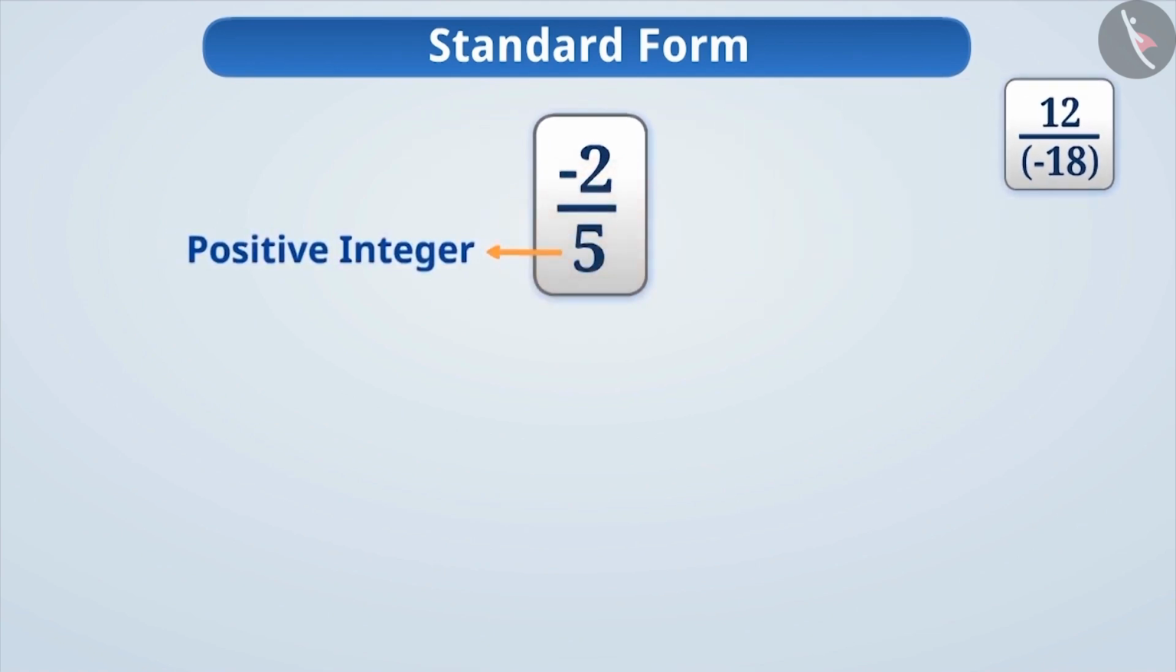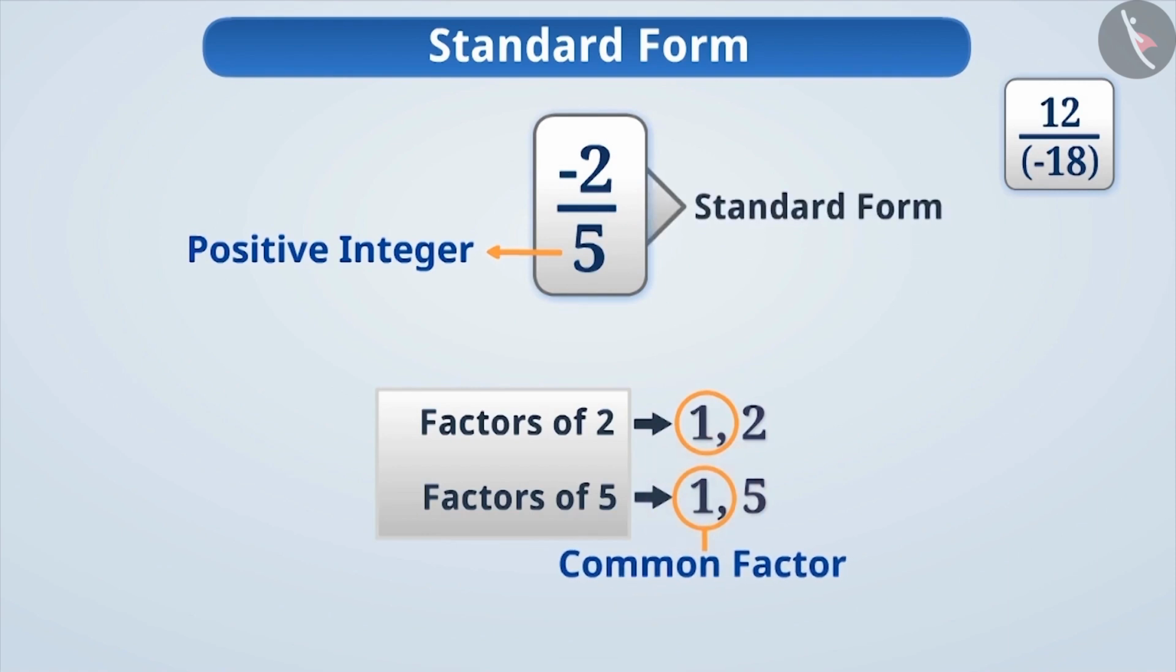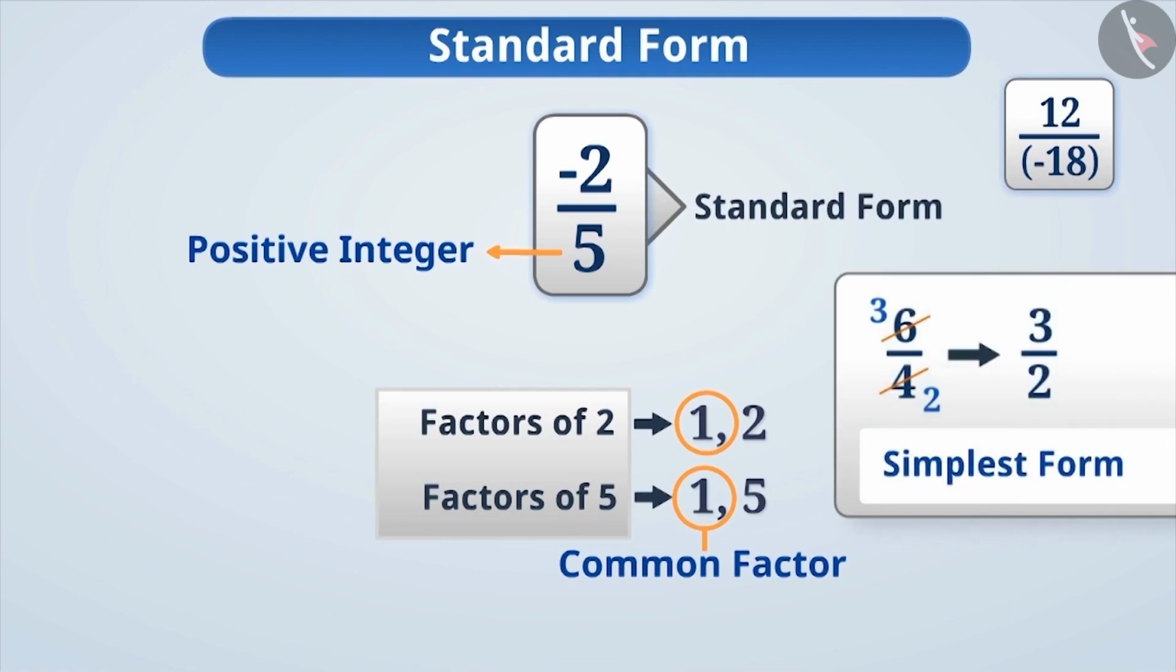Denominator of the first number is a positive integer. Further, ignoring the negative sign, there is no common factor other than 1 in the numerator and the denominator. Similarly, if every rational number has a positive integer as the denominator and the numerator and denominator have only 1 as the common factor, then such a rational number is in its standard form. It is the same as the simplest form of a fraction.